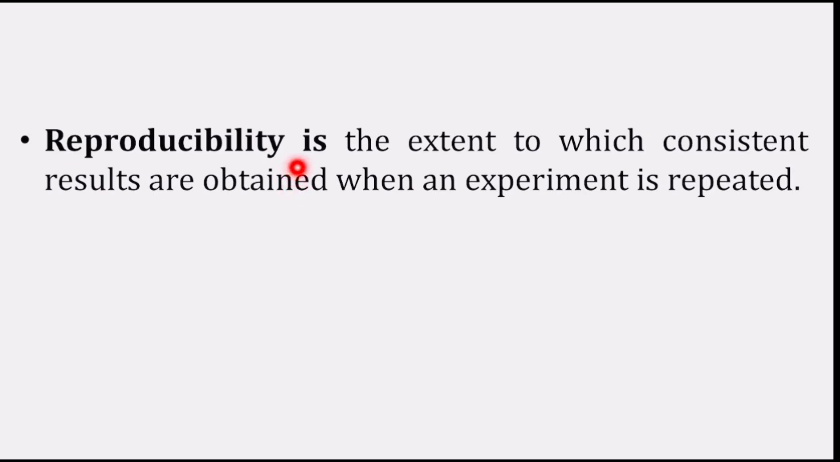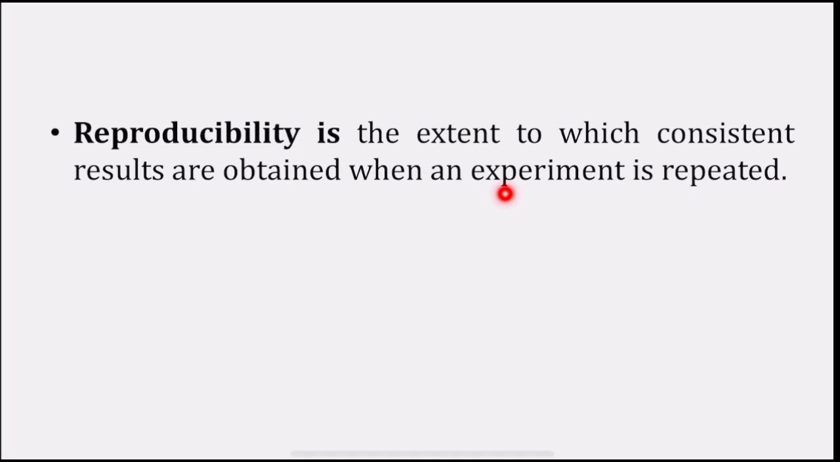Reproducibility. Reproducibility refers to the extent to which consistent results are obtained when an experiment is repeated under different conditions. This broader definition acknowledges that scientific findings should remain robust and reliable even when variations occur. These variations can include different operators, equipment, laboratories, and times.